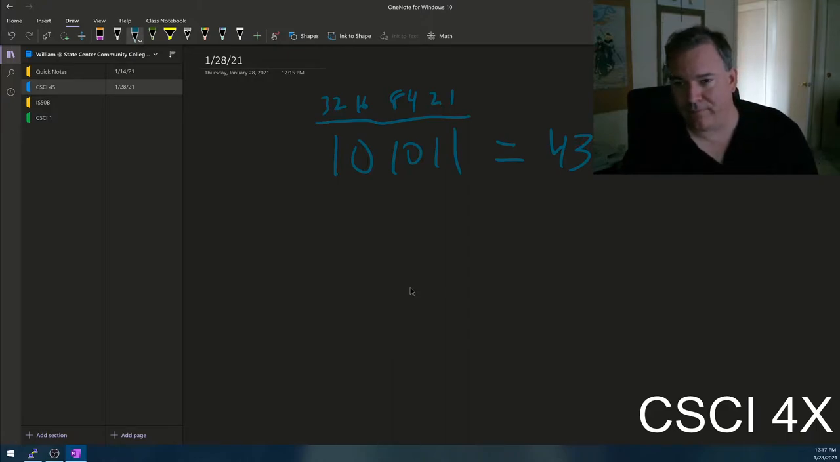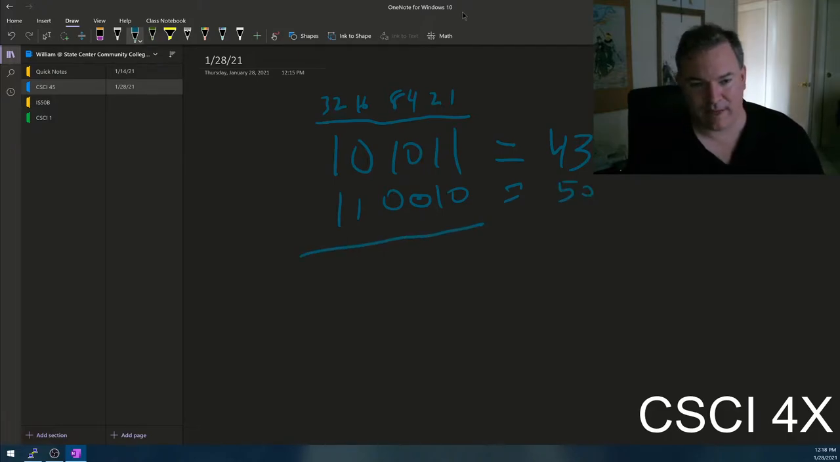So, okay, what should we talk about? Let's talk about bitwise AND first of all. So if we AND this with 110010, what number is that? That's 48 plus 2 is 50.